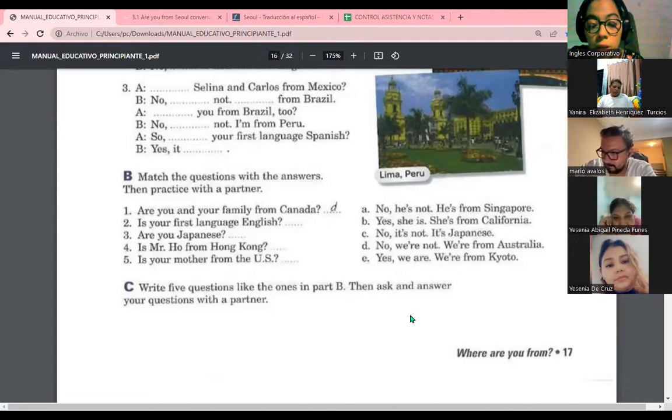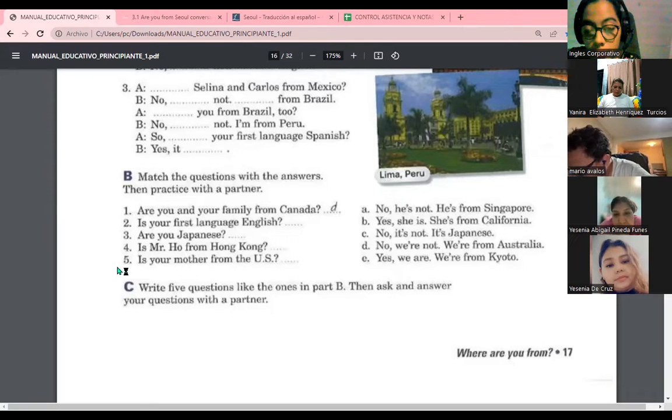We're from? Kyoto. Kyoto. Very good. Number four. It's Mr. ¿Cómo se lee? No, ya no la voy a leer. Ok, ya lo repasamos. It's Mr. Ho from Hong Kong. Is Mr. Ho from Hong Kong?